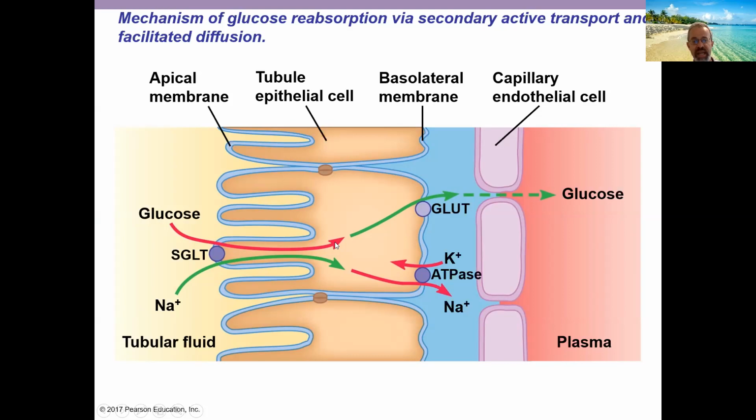Once it gets into the cell, we still have to get into the blood. Glucose enters into the blood through what's called facilitated diffusion, whereas SGLT is called a secondary active transport.